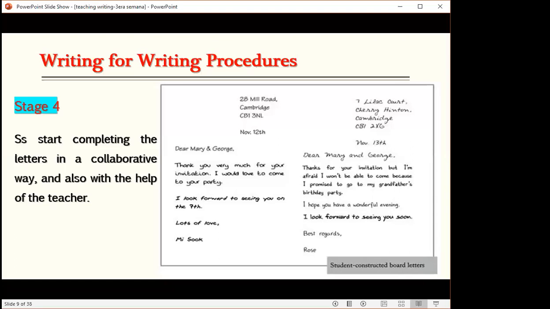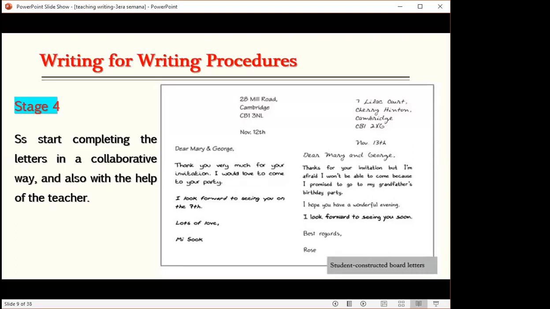So here you have an example of the student-constructed board letters. No? So it means that the teacher asks students to write the letters on the board as a whole class. Notice, as a whole class. So they are answering, no, the invitation.